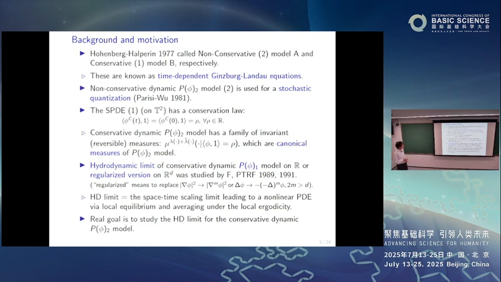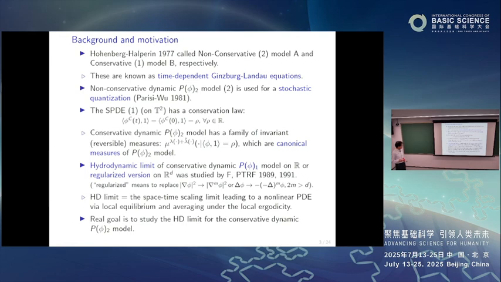And as I explained, SPDE 1, the first one, has a conservation law. And maybe I already explained it. Also, maybe we can condition due to this conservation law. And actually, my real goal is to study the hydrodynamic limit later. I started to study it, but it is not finished. Hydrodynamic limit is like deriving the Navier-Stokes equation or the Euler equation from the microscopic dynamics. In probability theory, it is a space-time scaling limit leading to a certain nonlinear PDE by local equilibrium and averaging under the local ergodicity. So this is called the hydrodynamic limit.